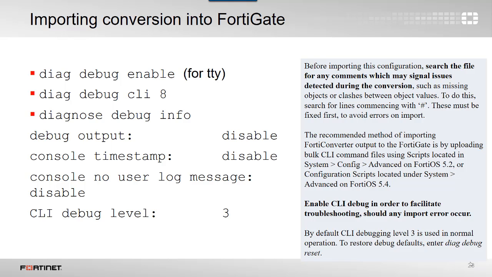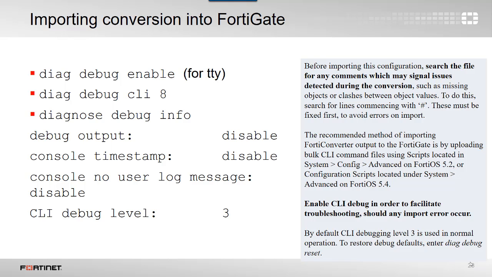With the converter output, the recommended method of importing is using the bulk CLI capability, or configuration scripts as it's now known in 5.4. In System Advanced, we select configuration scripts and we can upload the file. But this will just say success or fail. It doesn't tell us why it failed. If we do get a fail message, we need to switch on the debugging shown here to see that. However, it's good practice to have the debugging on anyway when you're doing this.